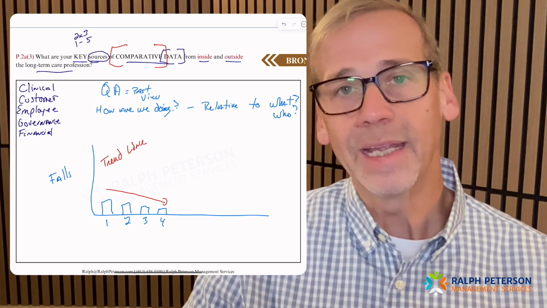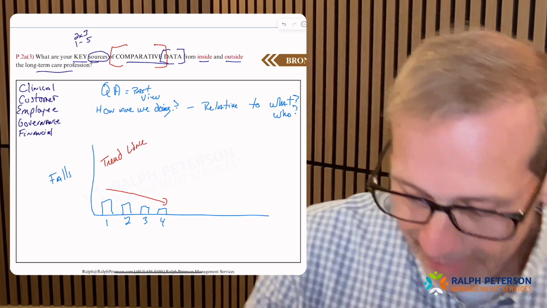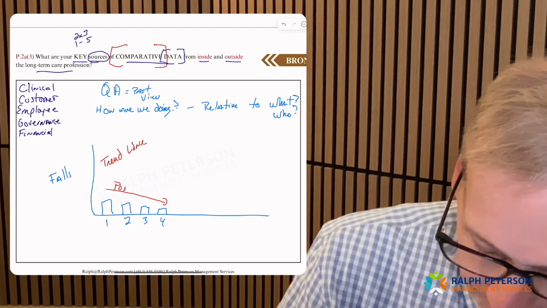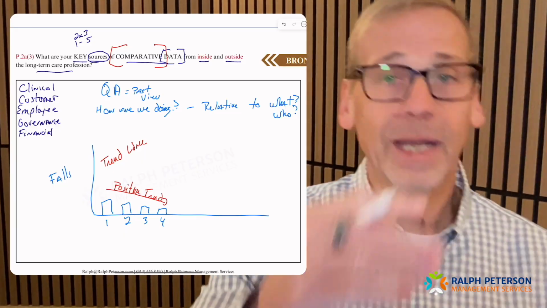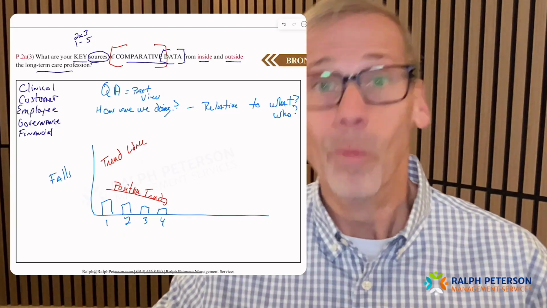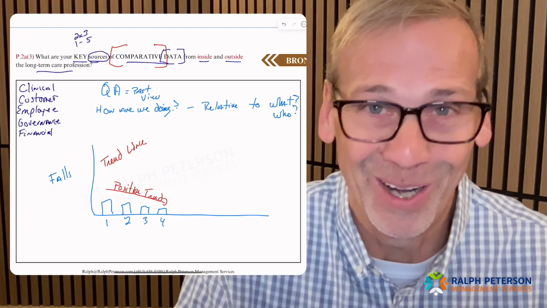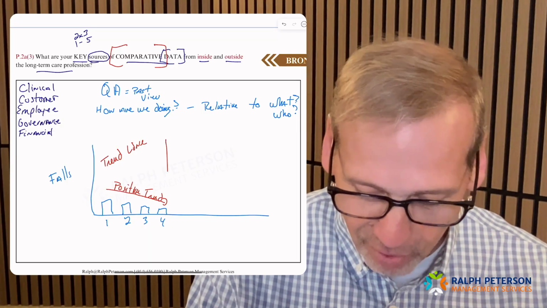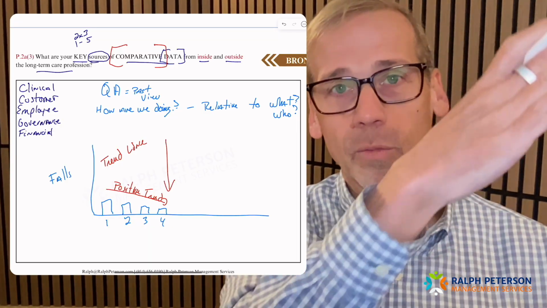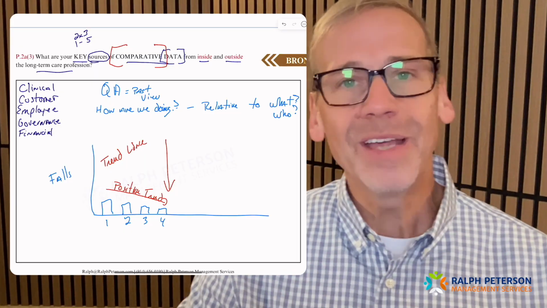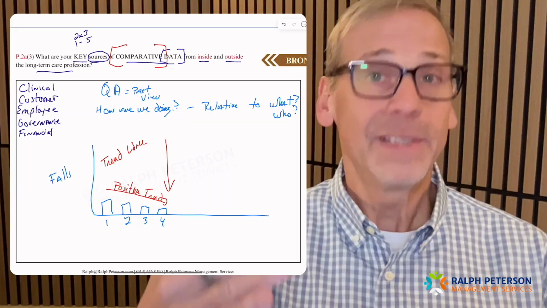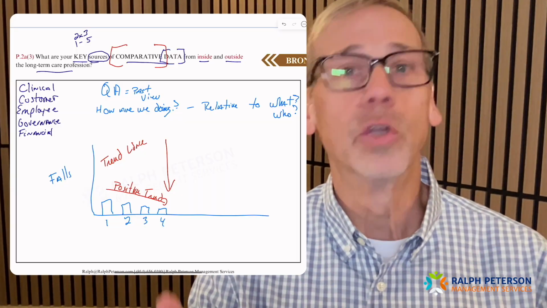And you can see that this is what we would consider a positive trend, meaning it is going from high to low, which is exactly what we want when we're talking about falls, right? We want falls to go down. Wherever you're starting, we want it to go down. Okay. So this is one way of telling whether or not you're doing a good job.